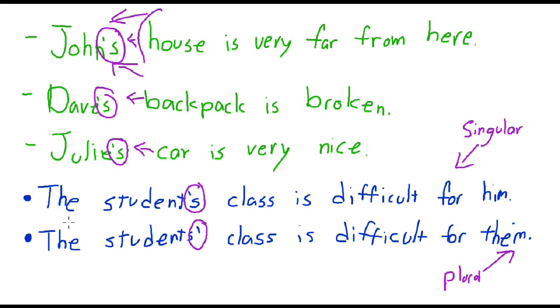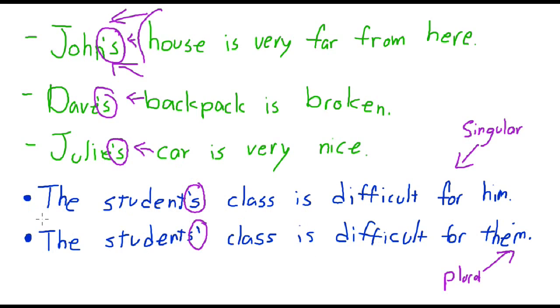The student's class is difficult for him. Okay, the student's class is difficult for him. And the second one, the student's class is difficult for them. The student's class is difficult for them. So we say the start of it, the student's class or the students' class. In both sentences, it's equal. There's no difference in pronunciation. That's why you really have to listen to the context.